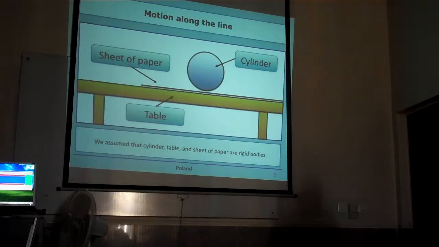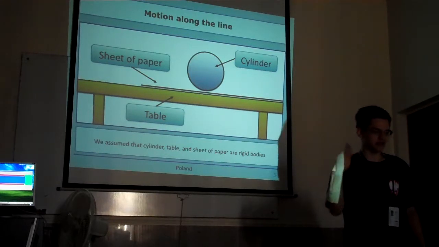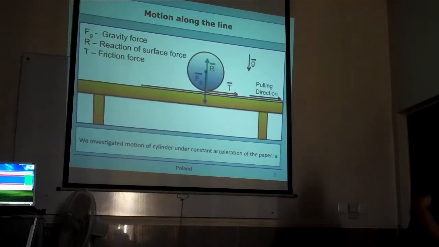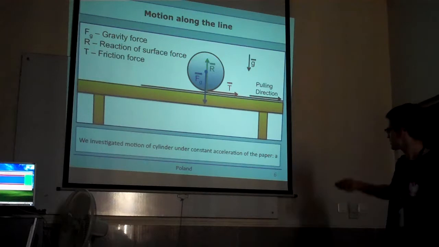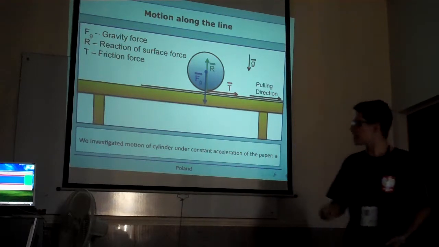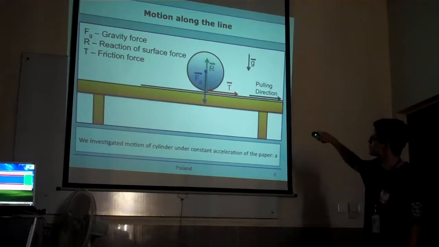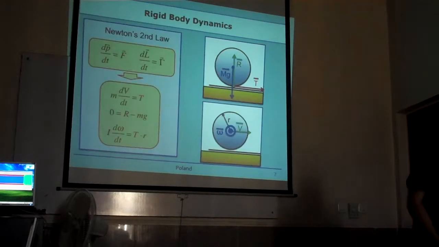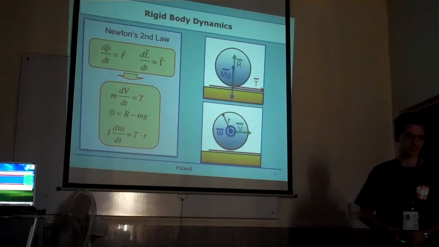In this case we have a cylinder placed on a sheet of paper, placed on a table. We will assume that cylinder, table and sheet of paper are rigid bodies. We will also assume that paper is pulled out with constant acceleration A. We can then write forces acting on the cylinder. Those are reaction of the surface, gravity force, and friction force. Making use of Newton's second law, we can write equations of motion for our cylinder.